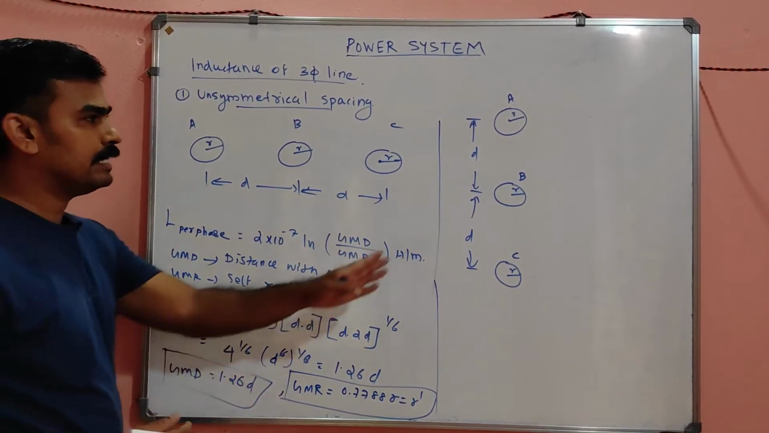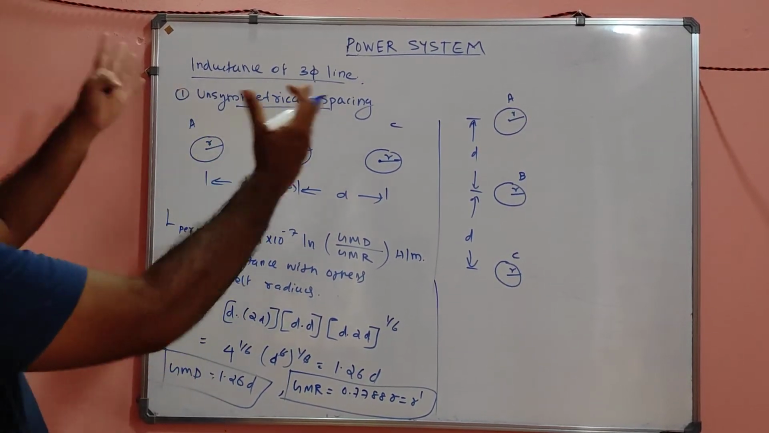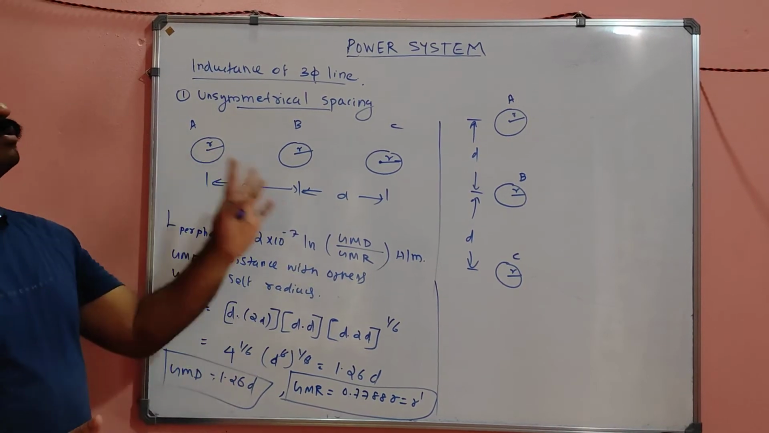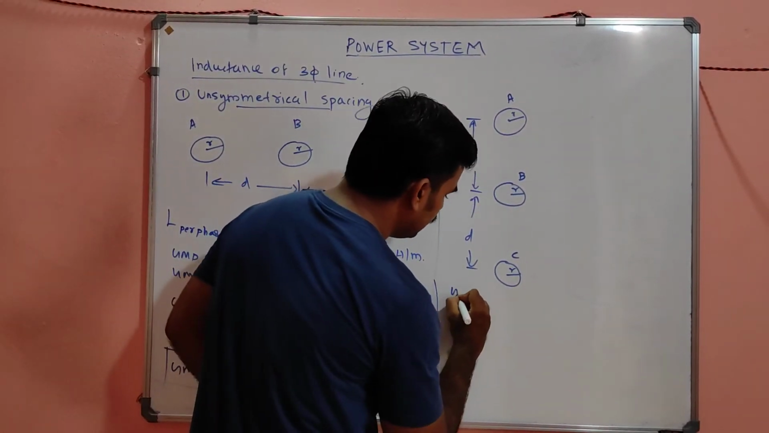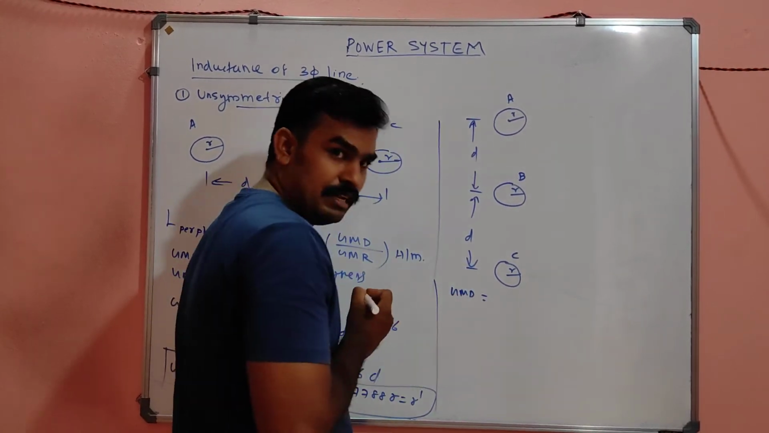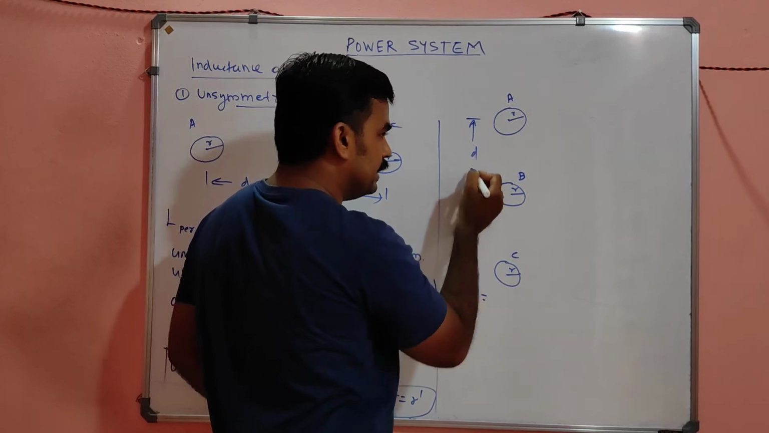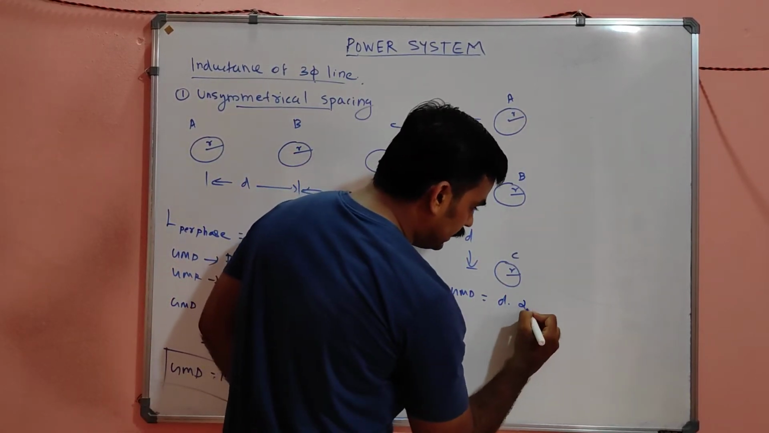Okay, and what about this arrangement? Let's check that also. For examination, my dear, any type of unsymmetrical spacing may be asked. You have to do the correct thing. So for this, what will be GMD? Let's check. GMD. Focus on conductor A. Distance with other D into distance with other 2D.